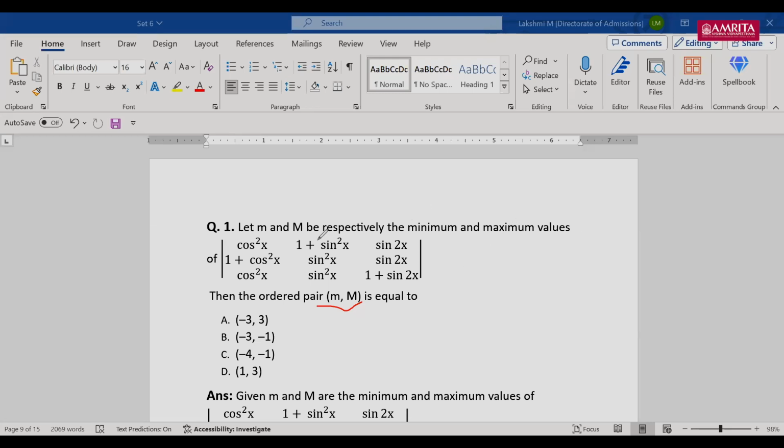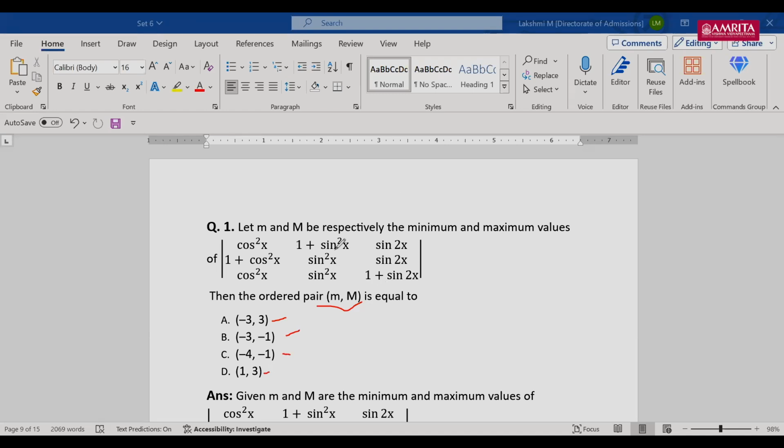The determinant is: first row cos square x, 1 plus sine square x, sine 2x; second row 1 plus cos square x, sine square x, sine 2x; third row cos square x, sine square x, 1 plus sine 2x. I want you to find the ordered pair (m, M), the minimum and the maximum. The options are: minus 3, 3; minus 3, minus 1; minus 4, minus 1; 1, 3.